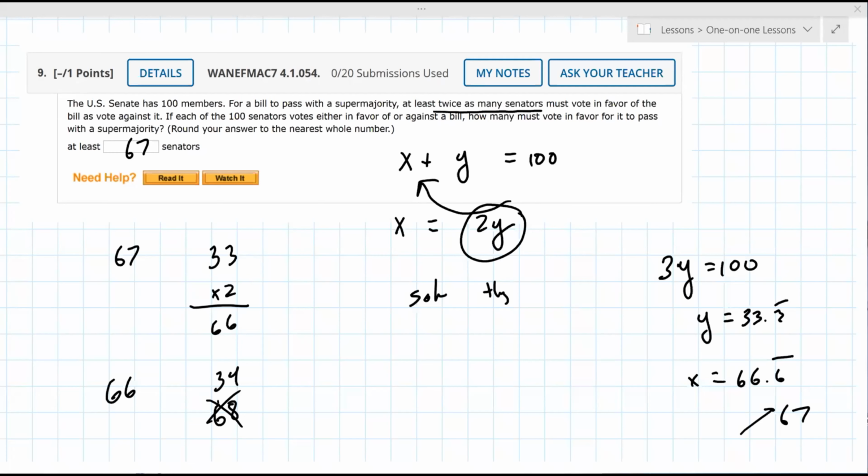All right, 10, 11, 12 are all word problems. So we're going to keep going here.